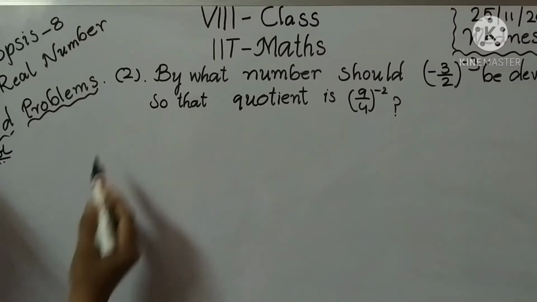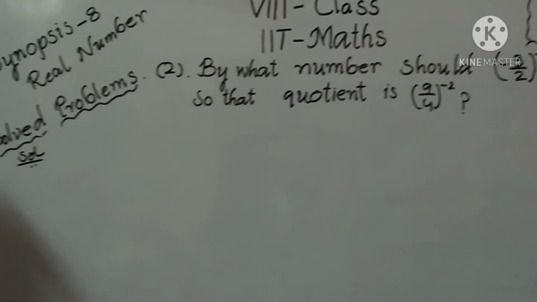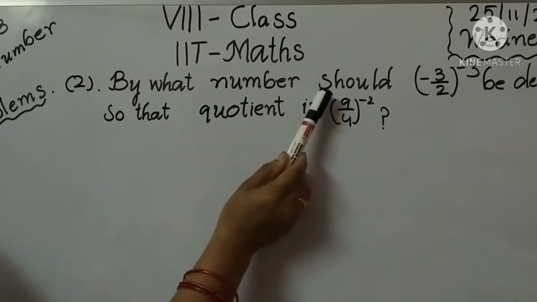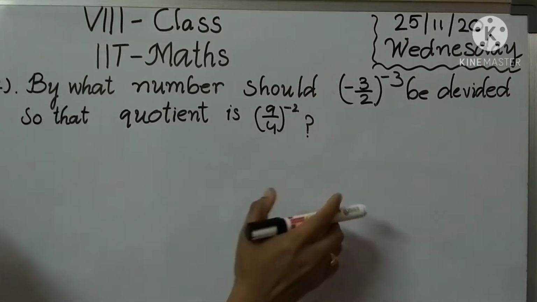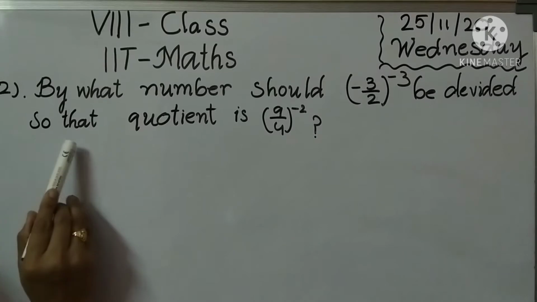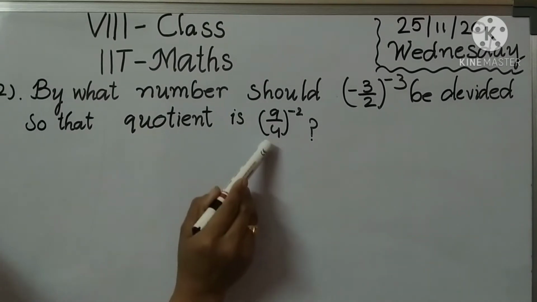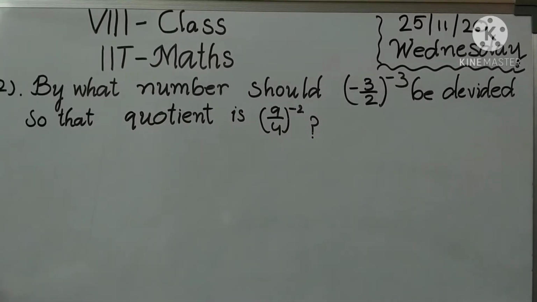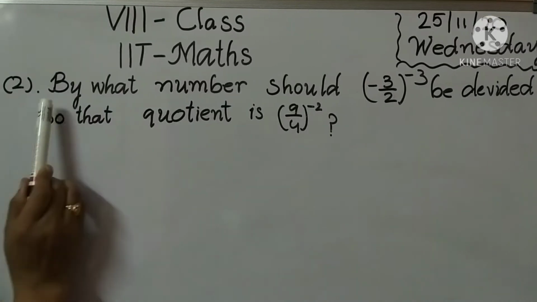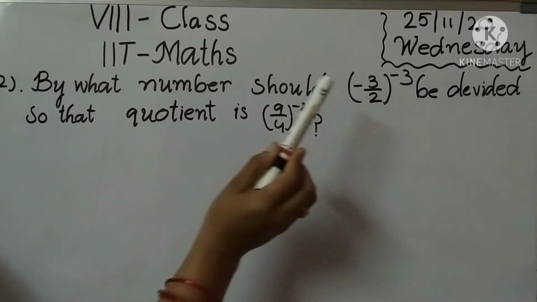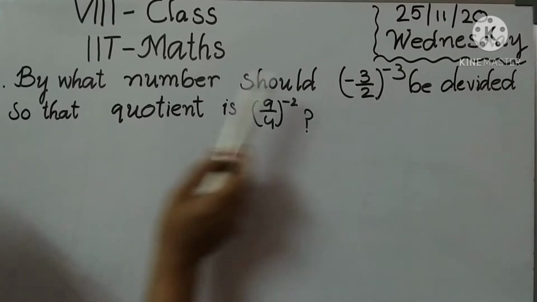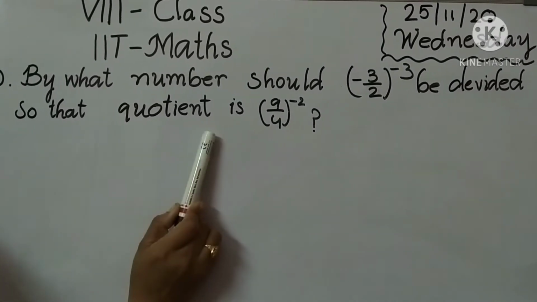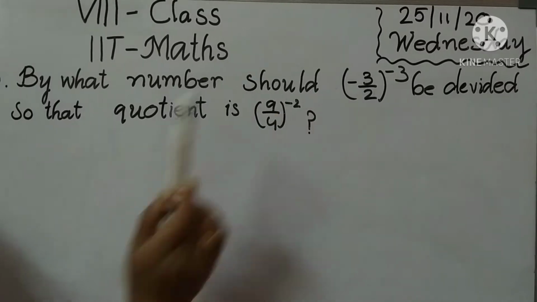Next, second problem. By what number should (-3/2)^-3 be divided so that the quotient is (9/4)^-2? Once again, repeating the question: by what number should (-3/2)^-3 be divided so that the quotient is (9/4)^-2?